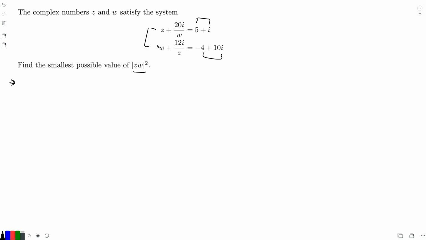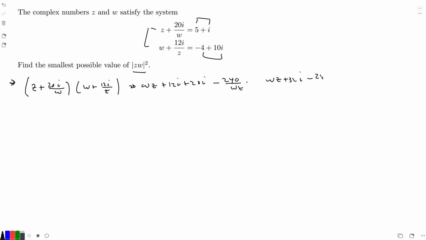So next thing, how do we get zw? We can simply multiply the two equations. z plus 20i over w times w plus 12i over z. Simply multiplying them will get us a wz term, and then these conveniently cancel out as well. So this gives us wz plus 12i plus 20i, and then this becomes 240i squared, so negative 240 over wz. Okay, this becomes wz plus 32i minus 240 over wz. Okay, this is the LHS.